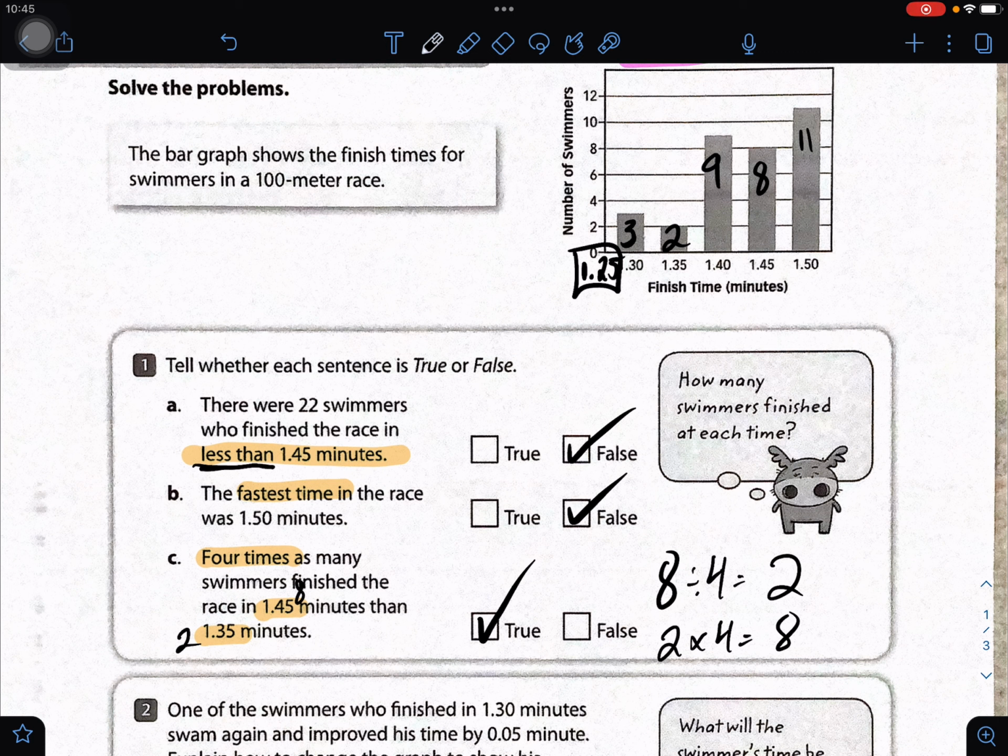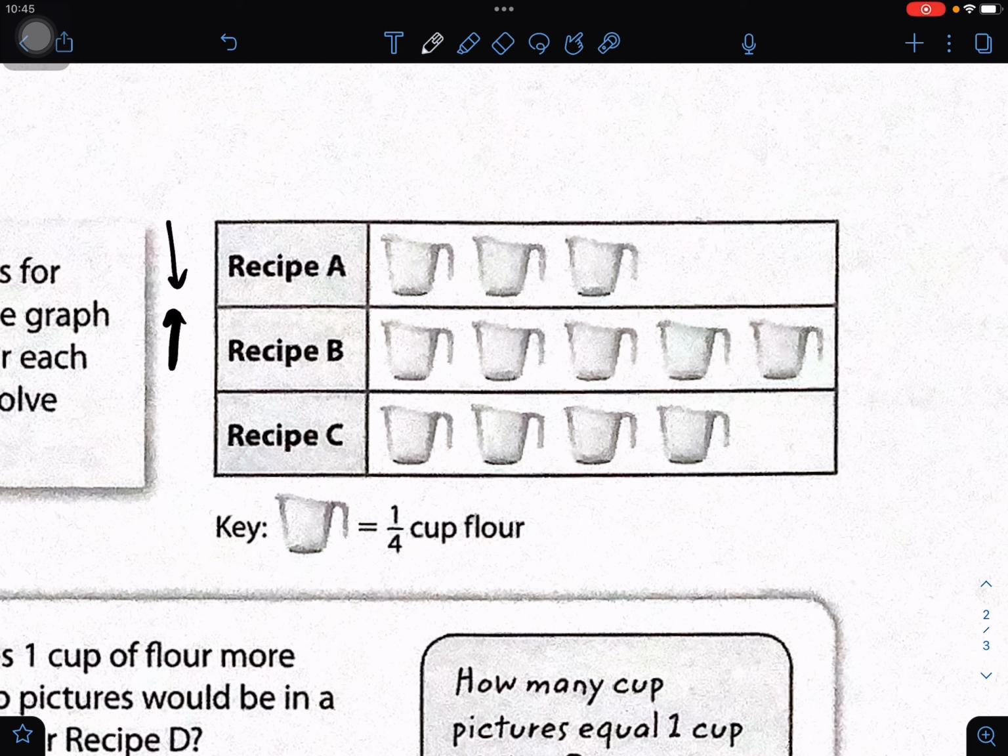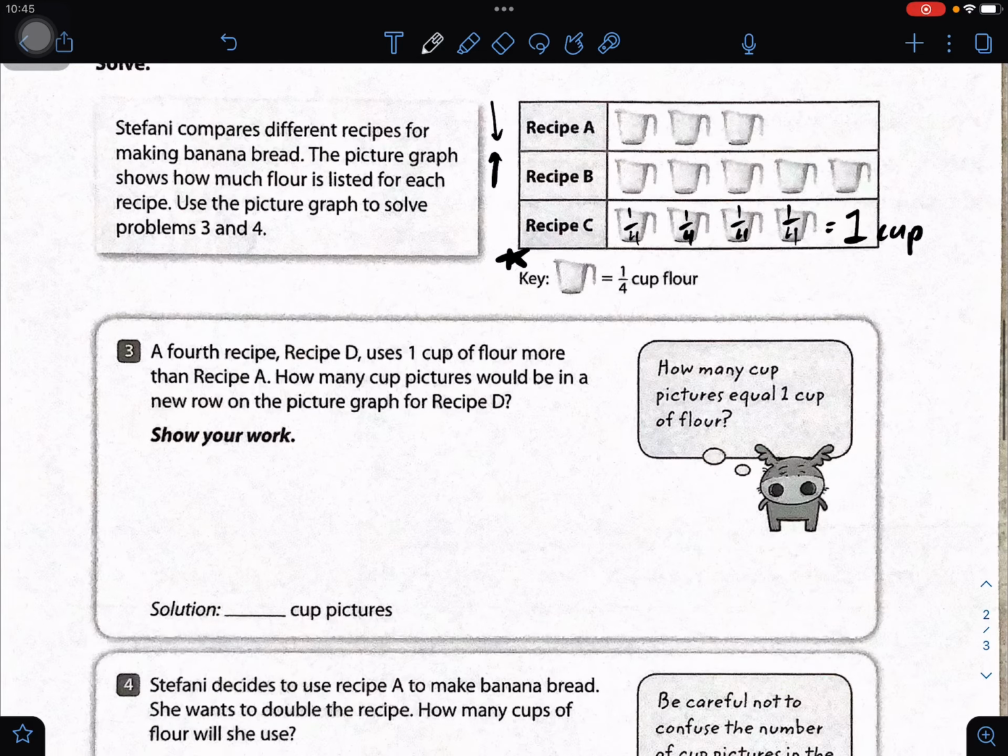Go ahead and turn your page here. So Stephanie is comparing some different recipes for banana bread, and the picture graph shows how much flour is listed for each recipe. So if I make some observations here, I can see that recipe B is going to be the most. I see that recipe A is going to be the least. And I really need to pay attention to this key. Each of these represents 1/4. And sometimes it's helpful to actually write what they represent over top of the pictures. So this means she would actually need 1 whole cup of flour for recipe C, because there's 4 of the pictures.